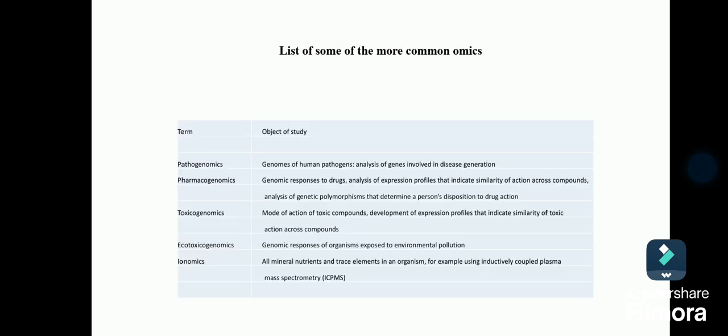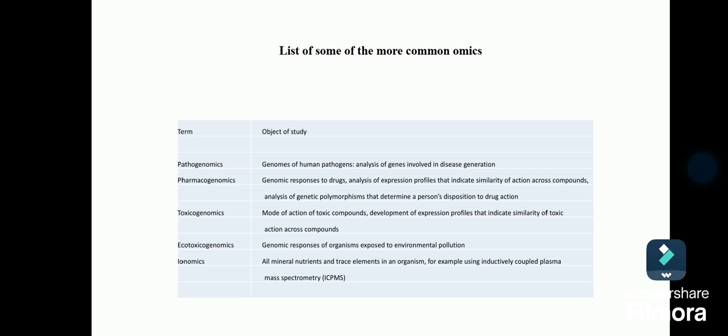List of some of the more common omics terms and objects of study. Pathogenomics: genomes of human pathogens, analysis of genes involved in disease generation. Pharmacogenomics: genomic responses to drugs, analysis of expression profiles that indicate similarity of action across compounds, and analysis of genetic polymorphisms that determine a person's disposition to drug action.